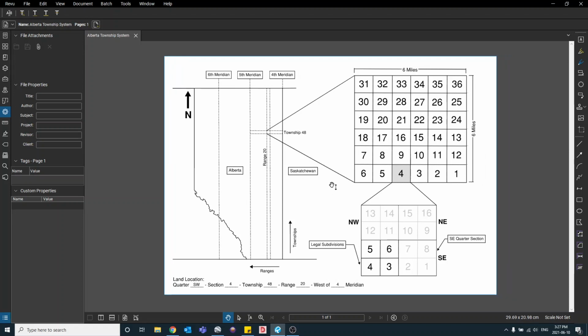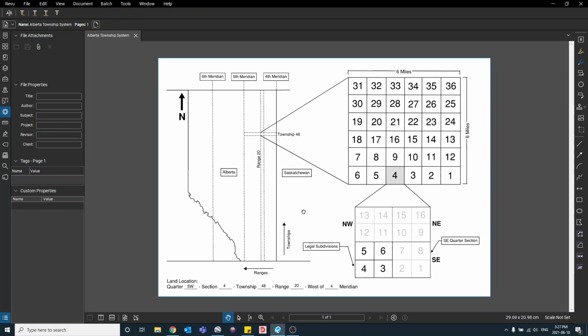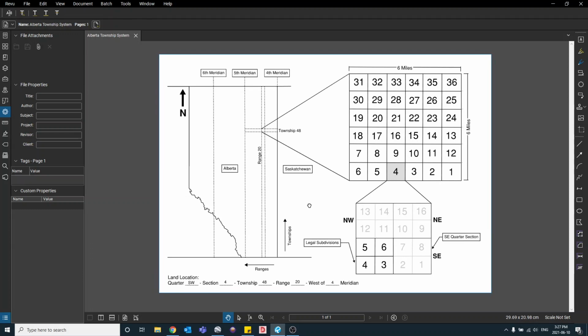I'm probably going to do another video about sections and the historical stuff regarding sections and distances and measurements and specifications and all that. But that's the Alberta Township system, pretty simply put.